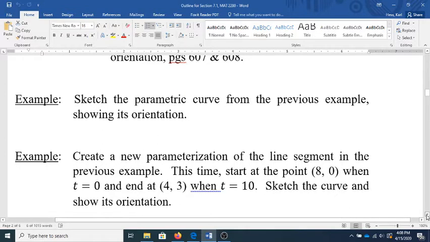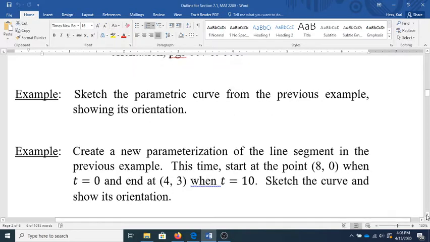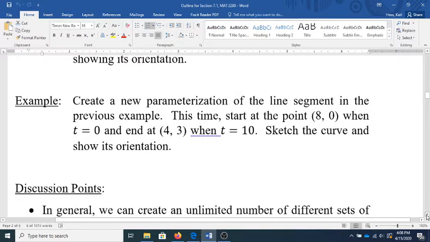Sketch the parametric curve from the previous example showing its orientation. Well, we did already sketch that. But now let's move on to this. Let's create a new parameterization of that same line segment. But this time we want our parameterization to start at the point 8, 0 when t is 0 and end at 4, 3 when t equals 10. Sketch the curve and show its orientation.